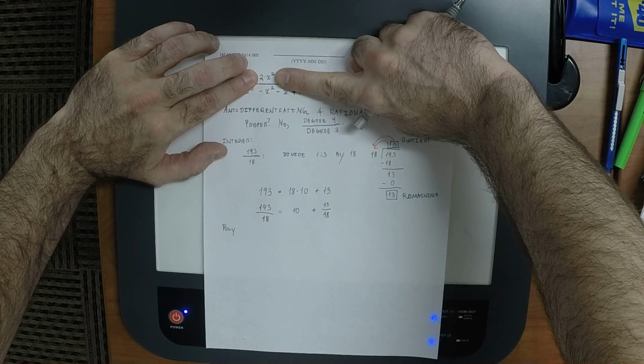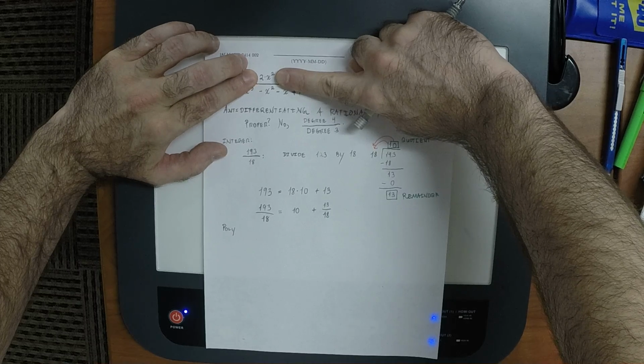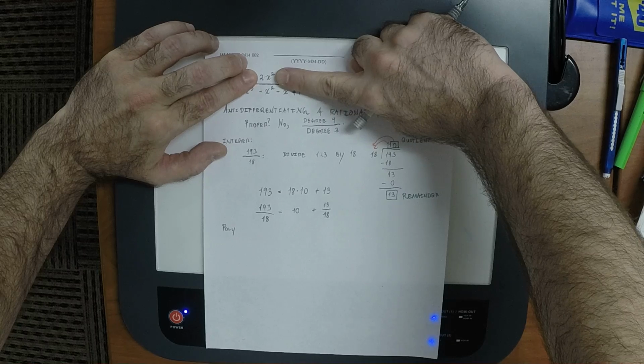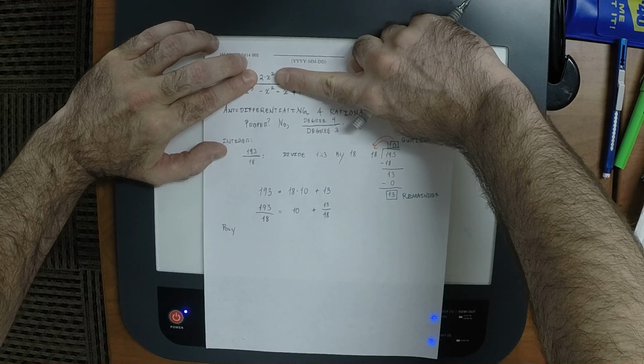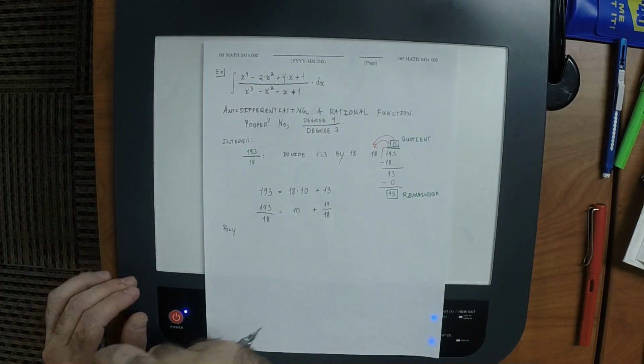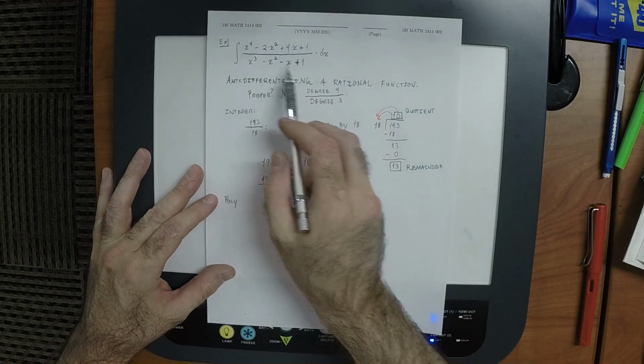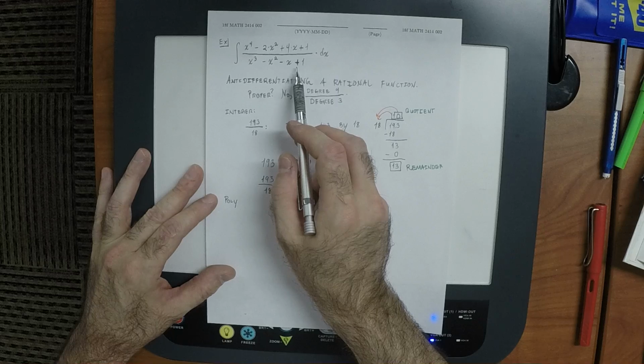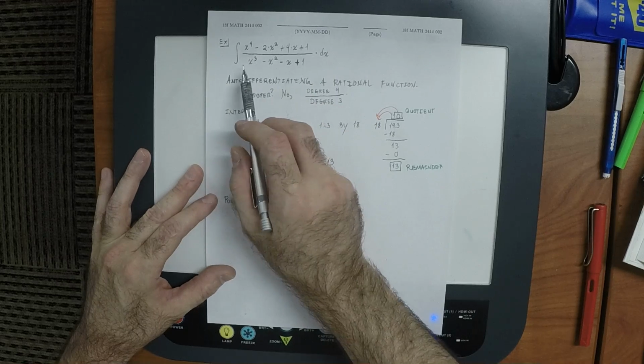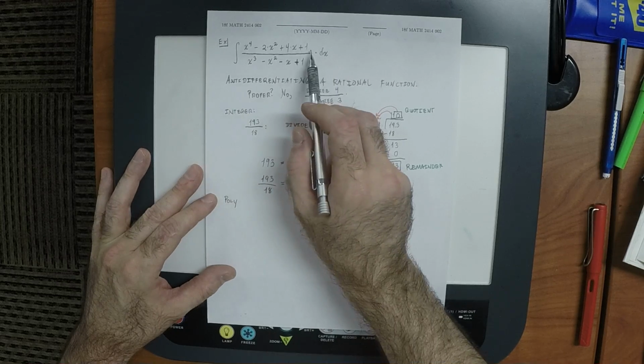Because what are factors? Things that are multiplied and divided. That's what factor means. Things that are added and subtracted are terms. Things that are multiplied and divided are called factors. All right, 4 factors, 4 factors. 4 terms, 4 terms.